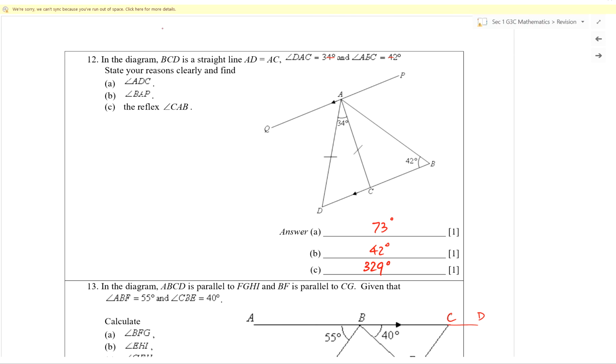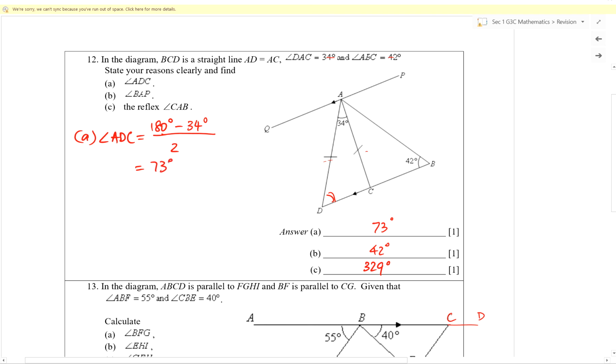Okay, so first one, part A, angle ADC. Okay, this is the angle that I need. So how should we find that? Are you using isosceles triangle over here? Okay, so can you all do it in one step? Can? Okay, so what is the one step method? 180 minus 34 over 2, right? So we get 73 degrees.